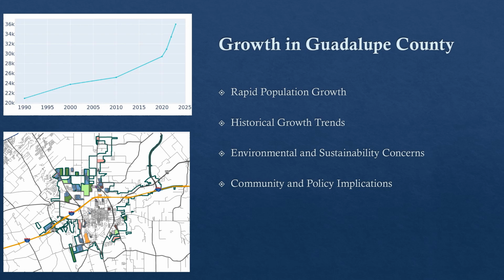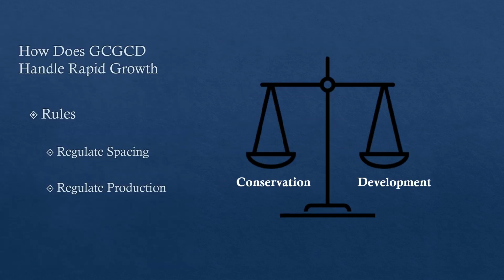How does the district handle this growth? Let's revisit what a GCD's main goal is. A GCD's main goal is to protect private property rights, balance the conservation and development of groundwater resources to meet the state's needs, and employ the best available science in their regulatory practices. This is achieved through rules developed, adopted, and published by each district, which regulate the spacing of wells and production from the aquifers they are charged with managing.